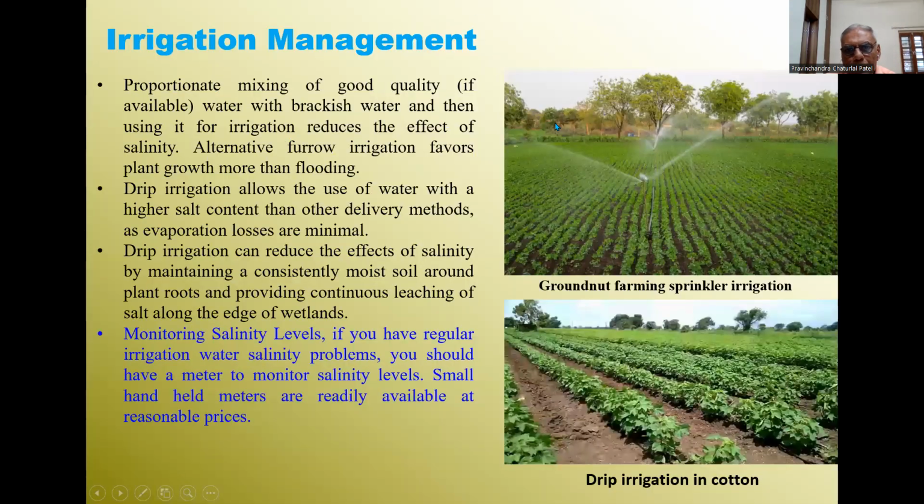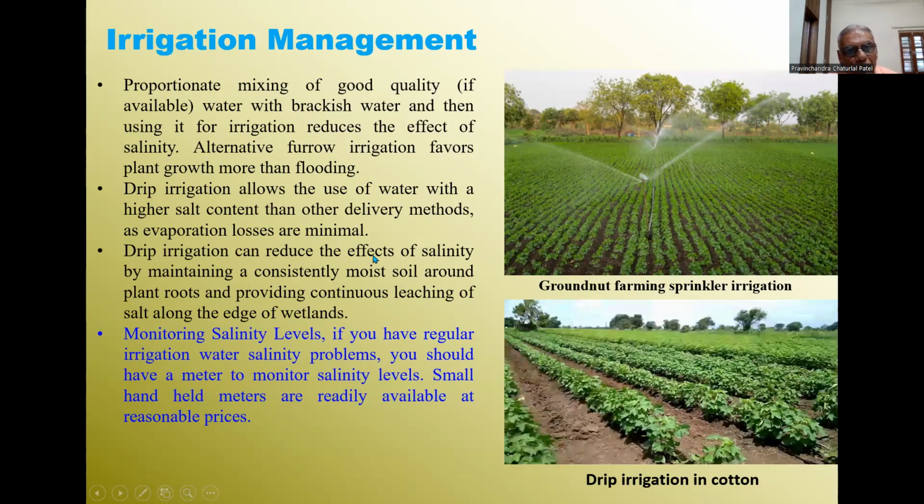So irrigation management. Proportionate mixing of good quality water, if available, with brackish water, then using it for irrigation reduces the effect of salinity. Alternate furrow irrigation favors plant growth more than flooding. So in cotton crop, farmers are using the alternate furrow irrigation method. Then drip irrigation, farmers are using in cotton, and the government of India gives subsidy of 50 to 70% for groundnut farming. Sprinkler irrigation: recently farmers have started sprinkler irrigation in groundnut crop. Then drip irrigation in cotton, I told.